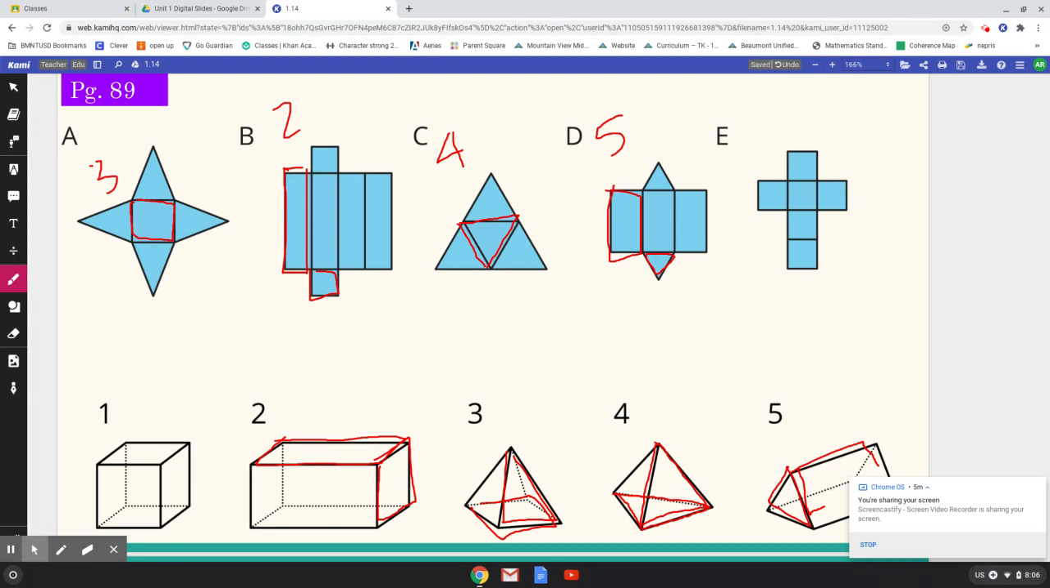And then E to me is the easiest one. That's a cube, right? So that would be number 1. Take note that this base here is this base here, and then they flattened it. So in your homework, you'll need to match shapes is what you're going to be doing.